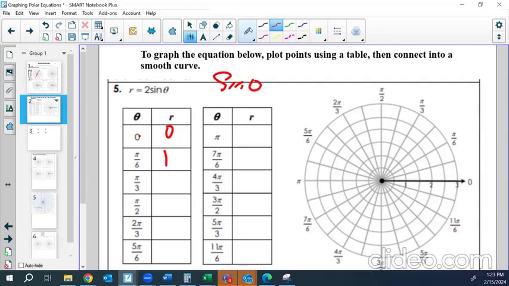The angle is pi over 6 now, so I'm going to take the sine of pi over 6 from the unit circle, that is 1/2. I have a 2 right here, so 2 times 1/2 is 1. If you're done, just go ahead and plot those points on the graph.